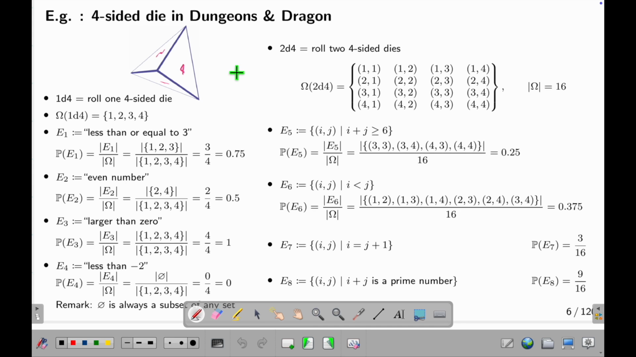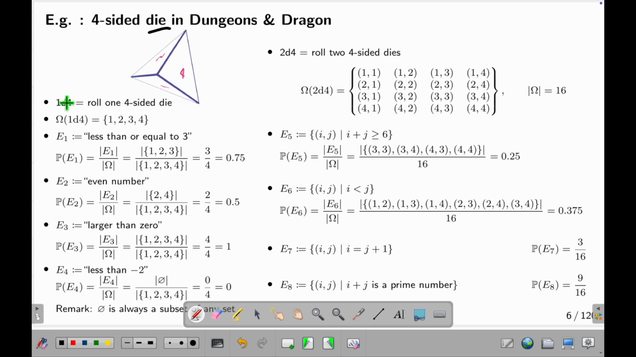Okay, you know something called D&D. If you don't know, it doesn't matter. So again, I don't spell D-I-C-E. I spell this because this makes a stronger impression in your brain. So therefore, you will remember this. So 1D4 means you toss a 4-sided dice 1 time. Then omega of 1D4, the output, is 1, 2, 3, 4.